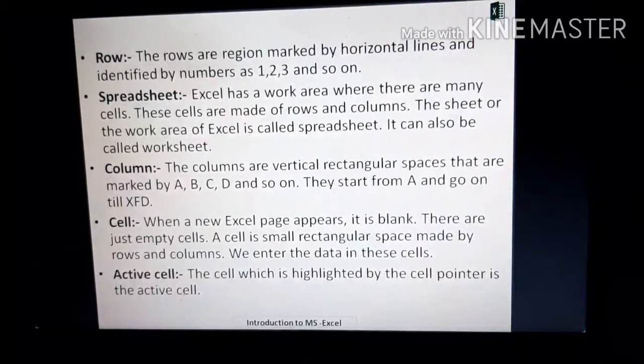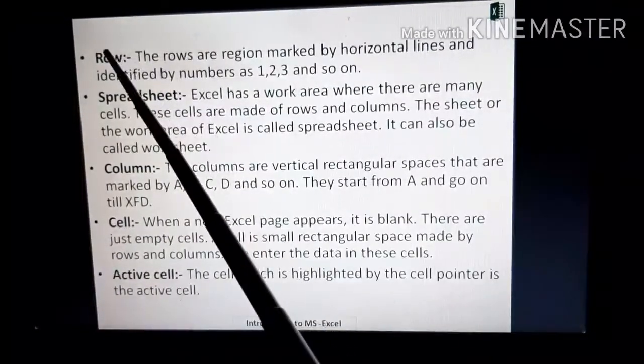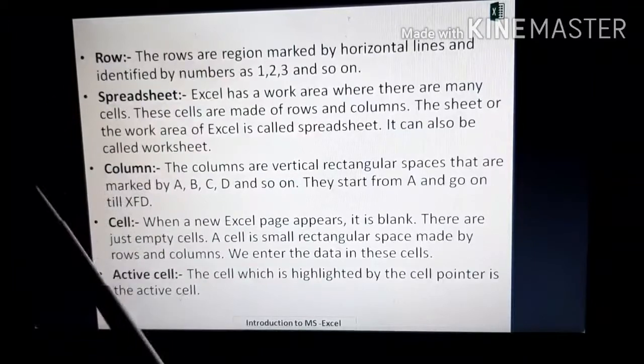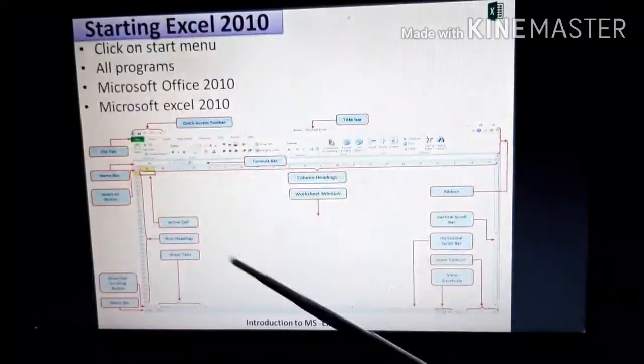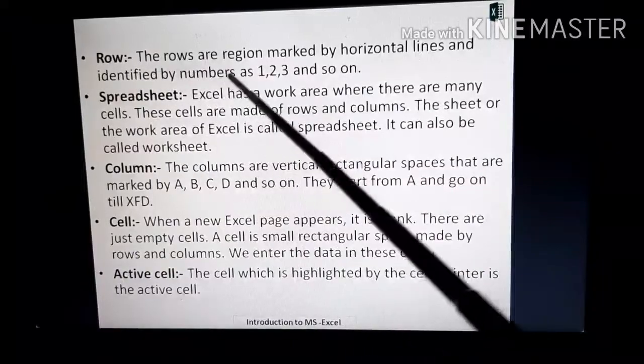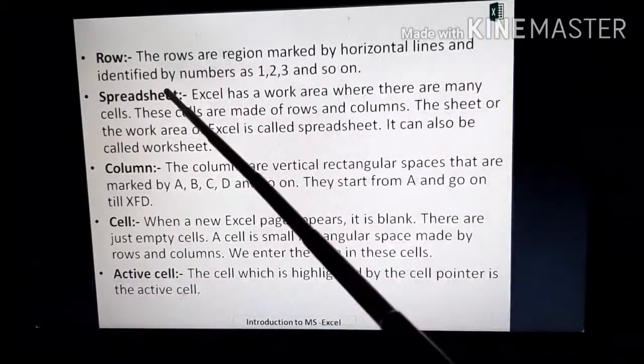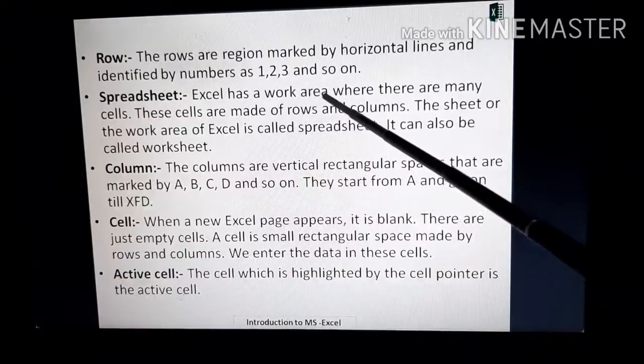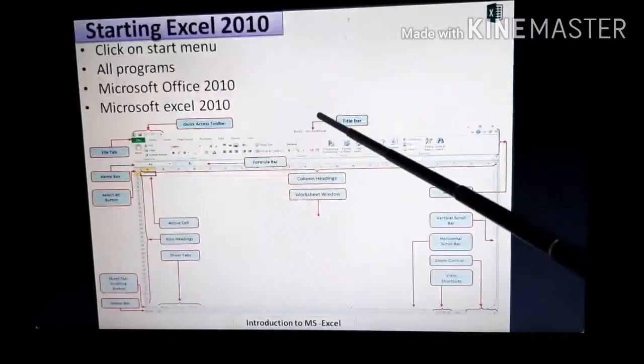Now in this video I am going to explain what we have seen in this particular diagram. So the very first heading is row. The rows are regions marked by horizontal lines and identified by numbers as 1, 2, 3 and so on. Let me explain with the help of this diagram.